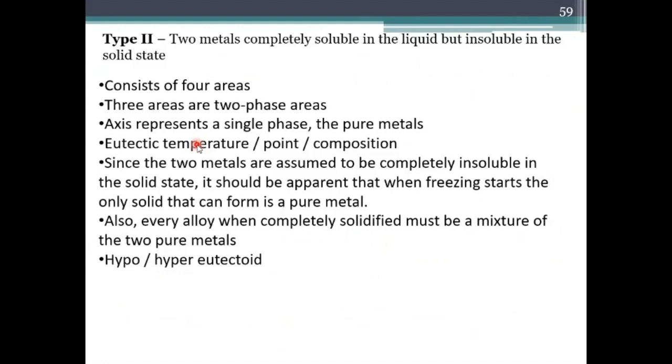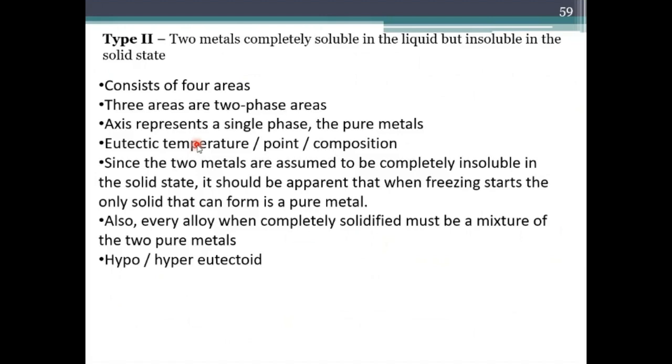Mainly when you take two metals and it is completely soluble in the liquid phase but not soluble in the solid state, so as to say. Why? Mainly it consists of four areas. Out of those four areas, three areas are two-phase areas. And one represents only a single phase, which is a pure metal.